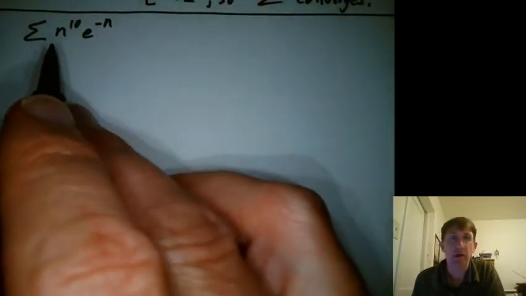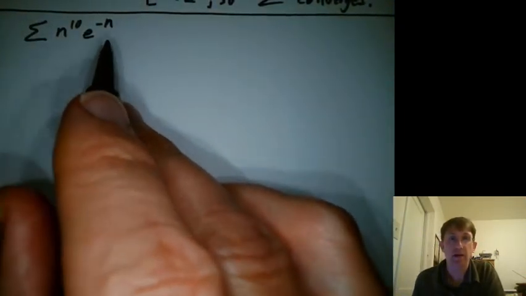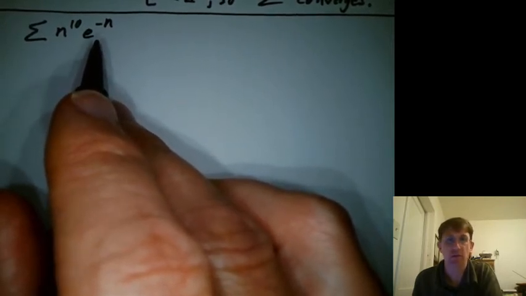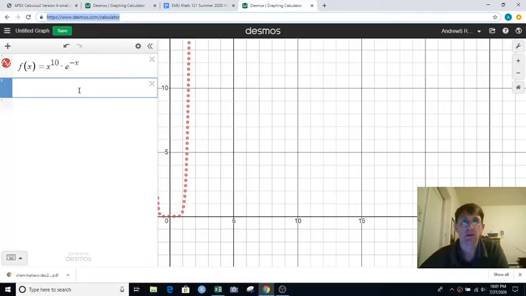Let's try working on the sum of n to the 10 e to the minus n. It's kind of an interesting sounding function. Maybe we should go plot it and see what's going on. All right, here we go. We've got f of x equals x to the 10 e to the minus x.